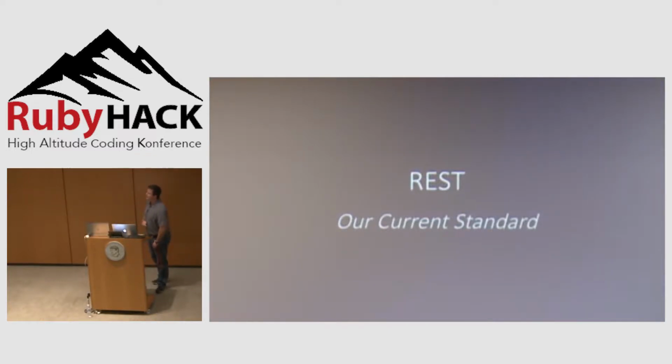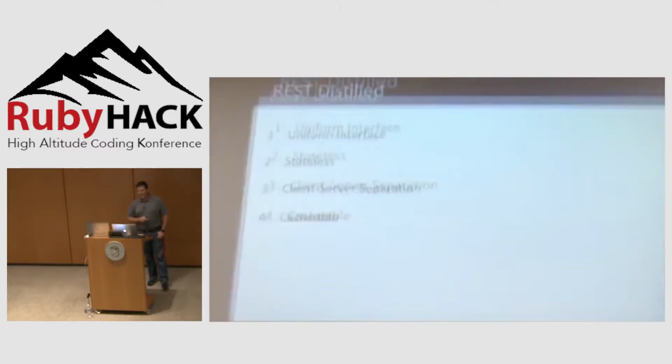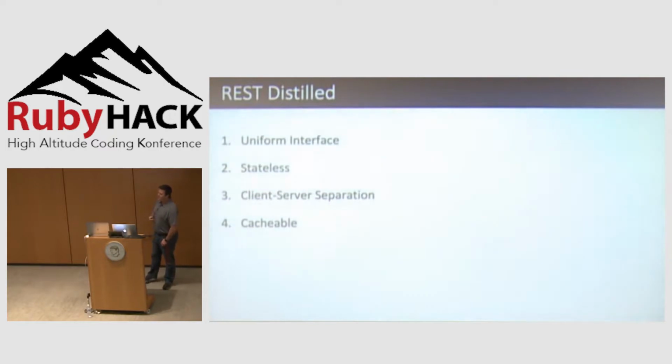So REST, our current standard. It's served us very well, like a dark knight on the wall. Anyone remember the dark days of chaotic, wild APIs and SOAP? Yeah. So for the better part of 2 decades, REST has done us very, very well. In essence, REST can be distilled into 4 virtues: uniform interface, it's stateless, it has a clear separation between the client and the server, and it's cacheable.